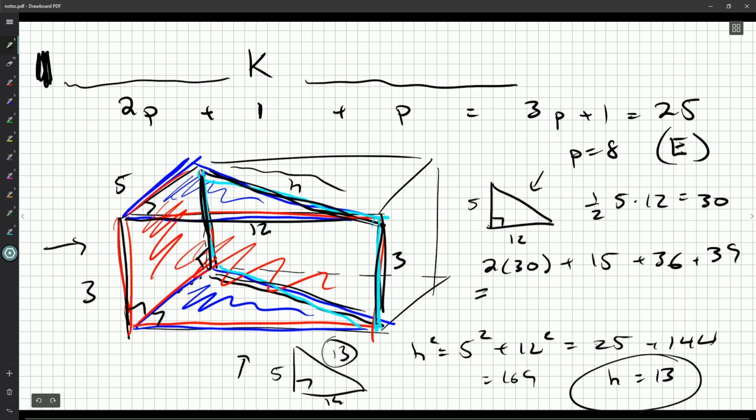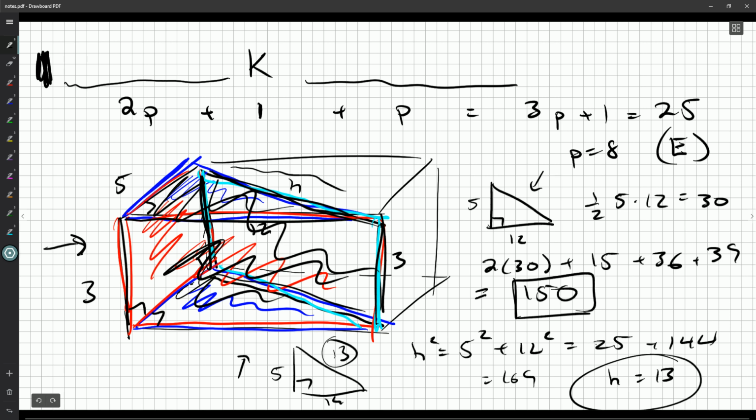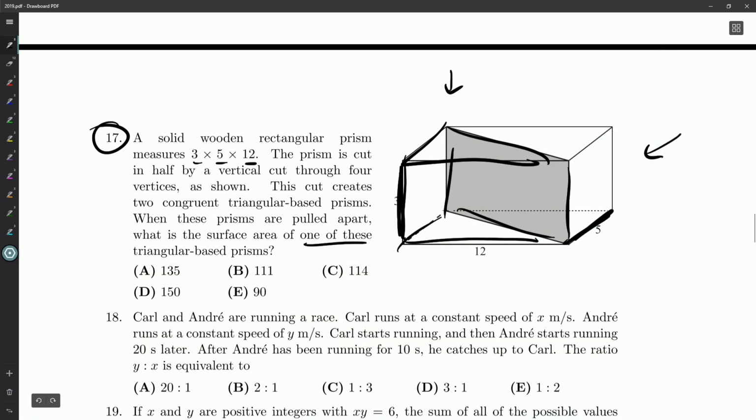And we add it all up. Okay? So 2 times 30 for the two triangles, the one on top and the one on bottom, gives me 60. Plus 15 for the shorter side over here. Plus 36 for the front side here. Plus 39 for the cut across. And that gives you a total of 150. So the total surface area should be 150, and that looks like D.